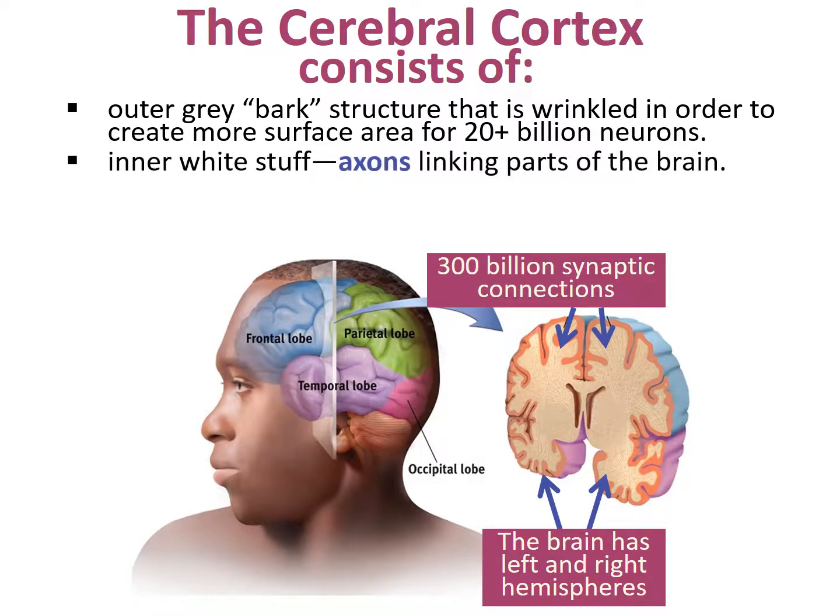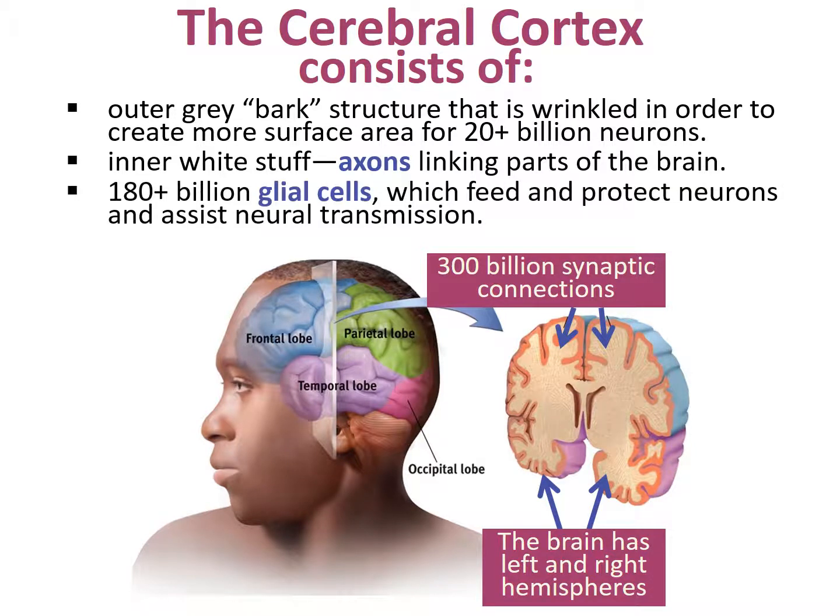The inner white part of the brain, or the white matter, is due to the axons linking parts of the brain. The axons are coated with a myelin sheath, and the appearance of the myelin sheath gives it the white quality that you see. And we can't just focus on neurons. We have to focus on the helper cells as well, because they're very important. And there are 180 plus billion glial cells, or helper cells, which feed and protect the neurons, and they assist in neural transmission. They're also responsible for forming the myelin sheath.